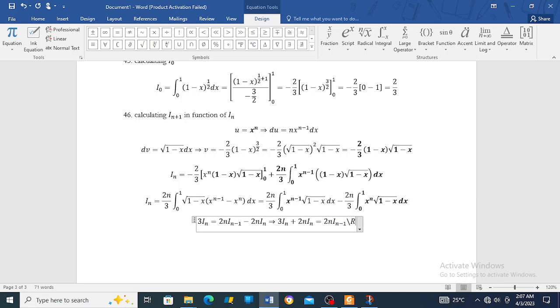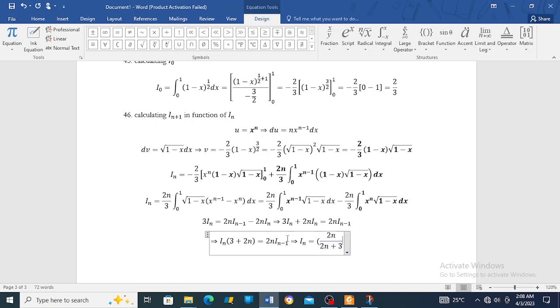So this means that we can factor out I of n from the left hand side, and we have I of n into 3 plus 2n, and we equate it to 2n times I of n minus 1. So it means that what is our I of n equal to? It's equal to 2n divided by 2n plus 3 times I of n minus 1.